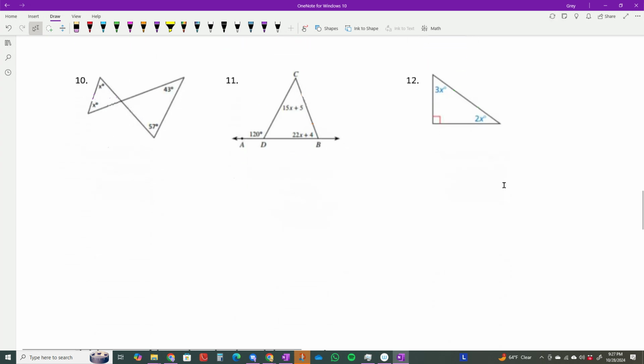Number 10. All right, look at this guy. So I'm going to go over here to this triangle, and I'm going to use these angles first.